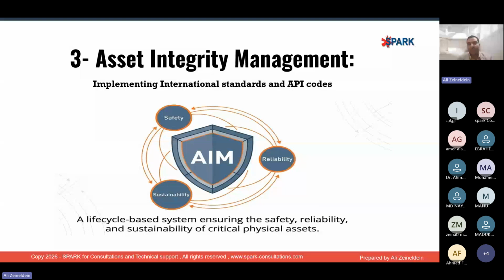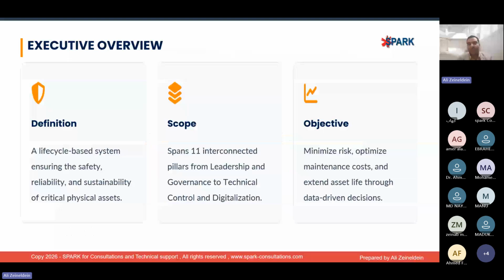This is the main objective of asset integrity management: to minimize the risk, optimize the maintenance costs, extend asset lifetime, and keep the assets in good condition and safe condition during the lifetime.